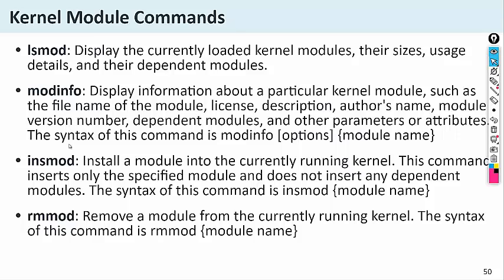If you want to install a new module, you can use insmod, where ins is short for install. The insmod command is used for installing a module into the currently running kernel. At the time of the running system or running kernel, you can only install modules which are not dependent on other modules.